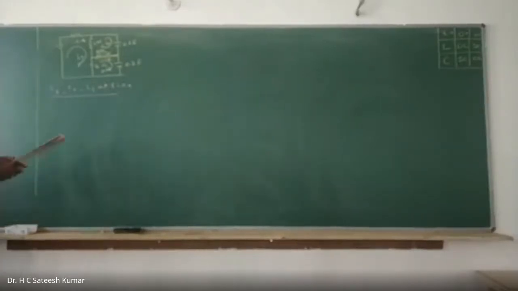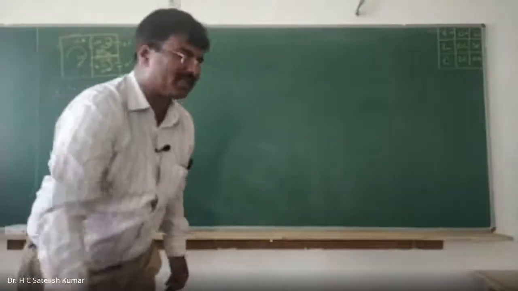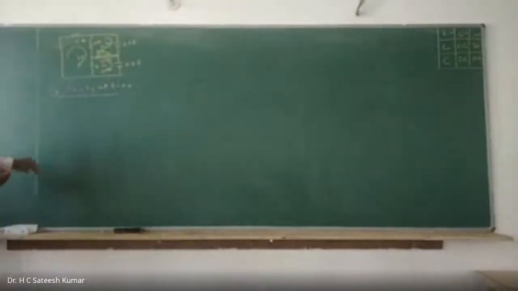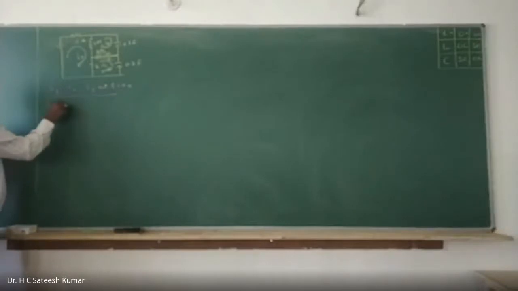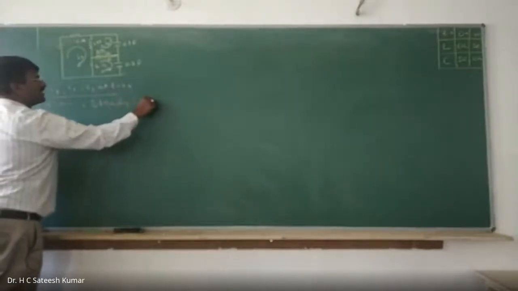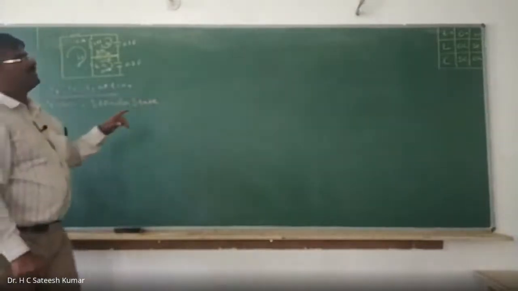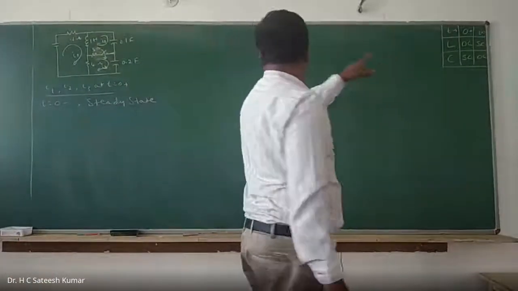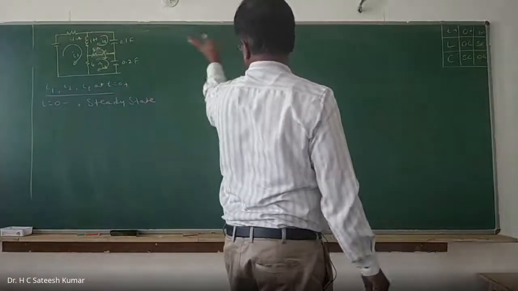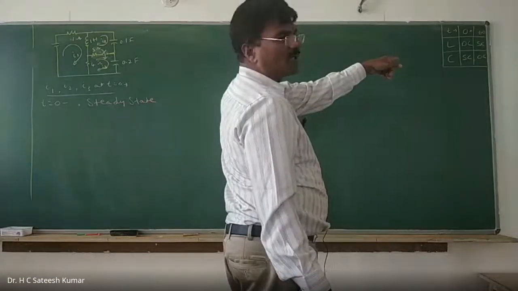Okay, right. Now, go for it. Before this, it is reaching the steady state. At t is equal to 0 minus, we shall calculate. Steady state is reached, we said. What do we have when you reach the steady state? Only one inductor is there. The inductor becomes short circuit, the capacitor becomes open circuit.